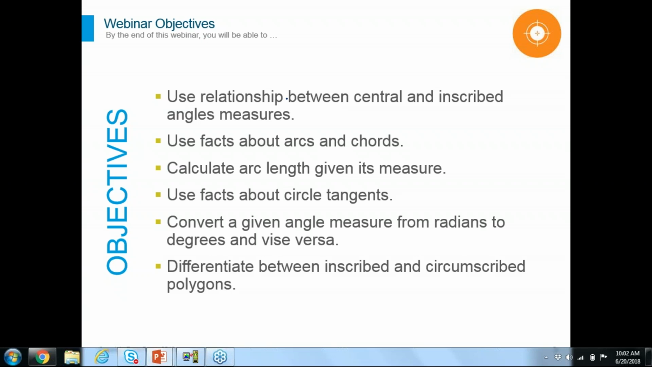Today, we're going to go over different topics in the unit. We're going to go over central and inscribed angles. We're going to go over arcs and chords and the different facts that we learned about them in our unit. We're going to go over arc length versus arc measure, and learn the difference between them. Tangents, radians and degrees, how to change the units, and also how to differentiate between inscribed and circumscribed polygons.